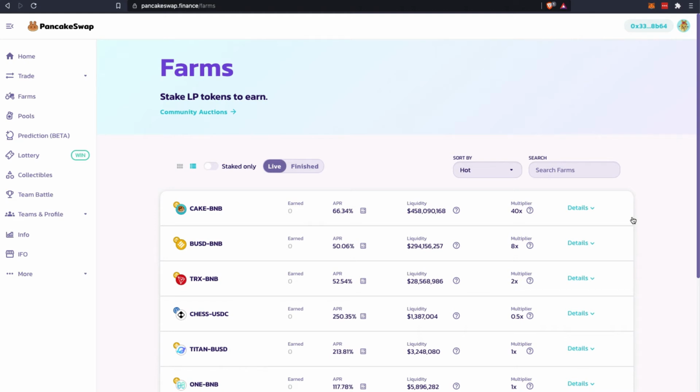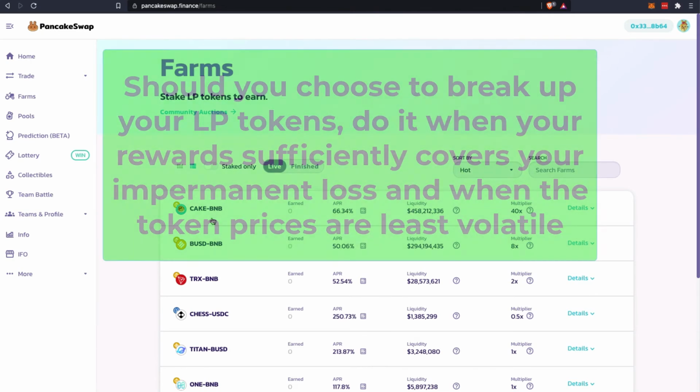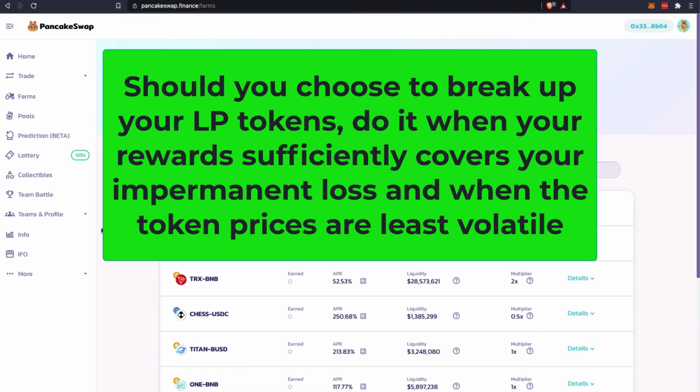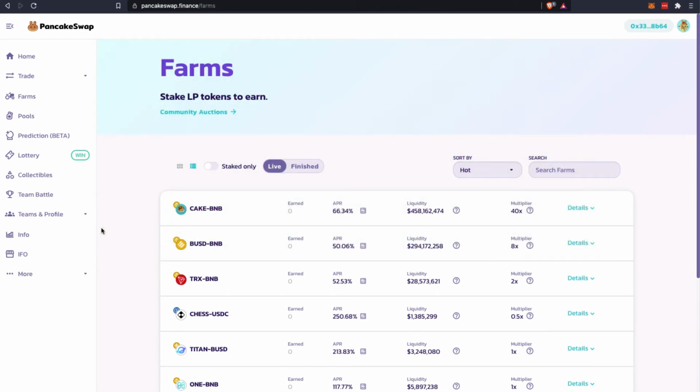And should you wish to use your LP tokens for any other purposes, like participating in an IEO and other activities, just remove them from the farms and go on with your other activities. After you are done, take the LP tokens and put them back into the farms again to receive rewards. This is something that you should be doing for your LP tokens. And right now, I will be sharing with you my own opinion and experience on how you can mitigate or reduce the exposure to impermanent loss.